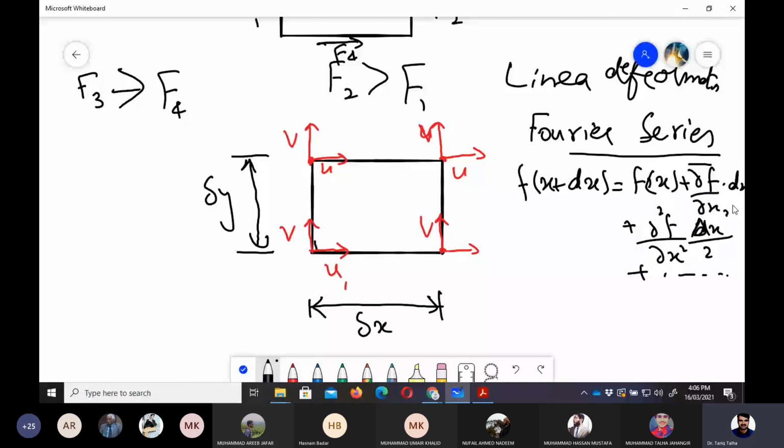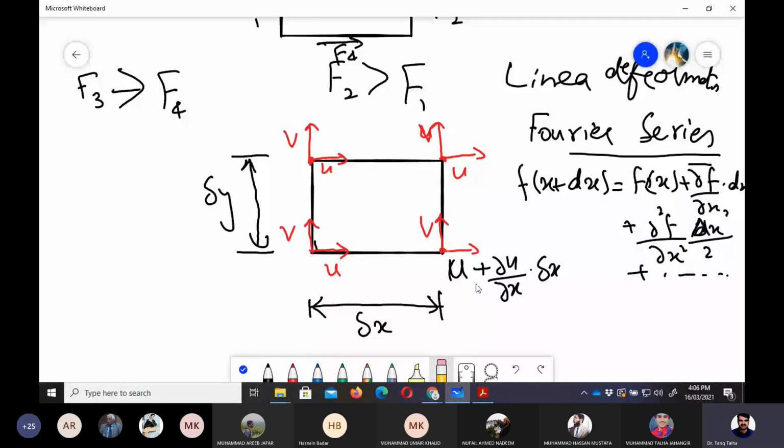तो if we take only the first two terms and ignore the higher order terms, then the velocity here can be written as u plus partial u by partial x into delta x. Okay, that is the velocity of this point.